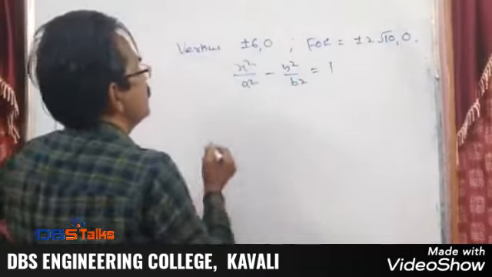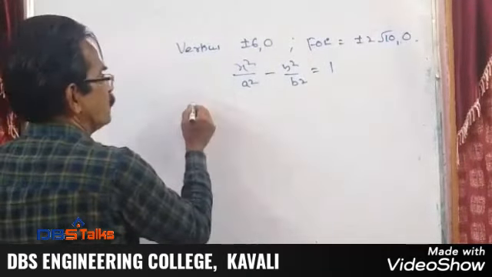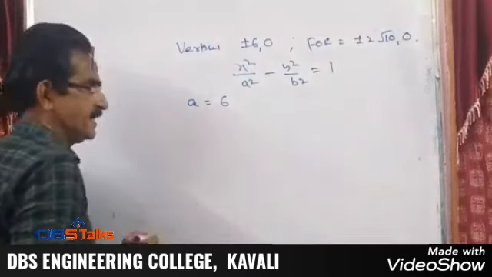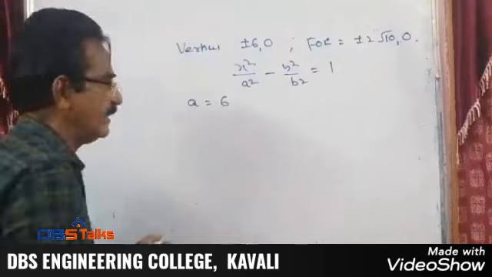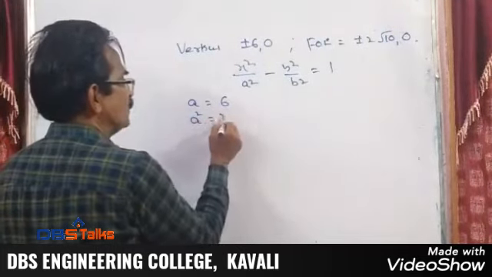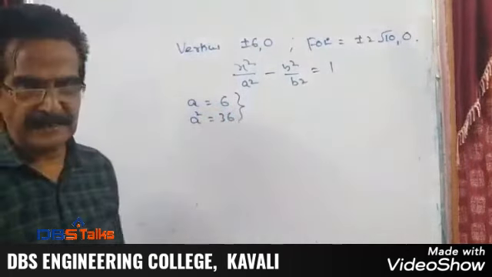Okay, friends. See, the vertices are plus or minus a, 0. So a is equal to plus 6 or minus 6. When a is equal to 6, a square is equal to 36. That is the first point.